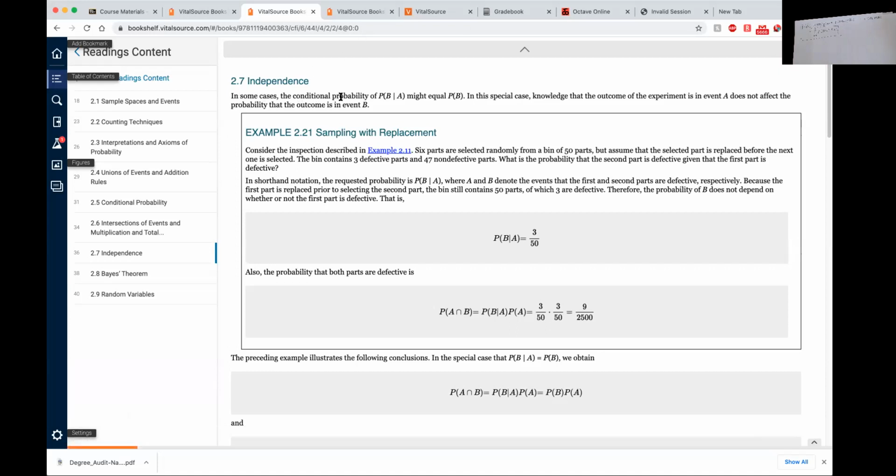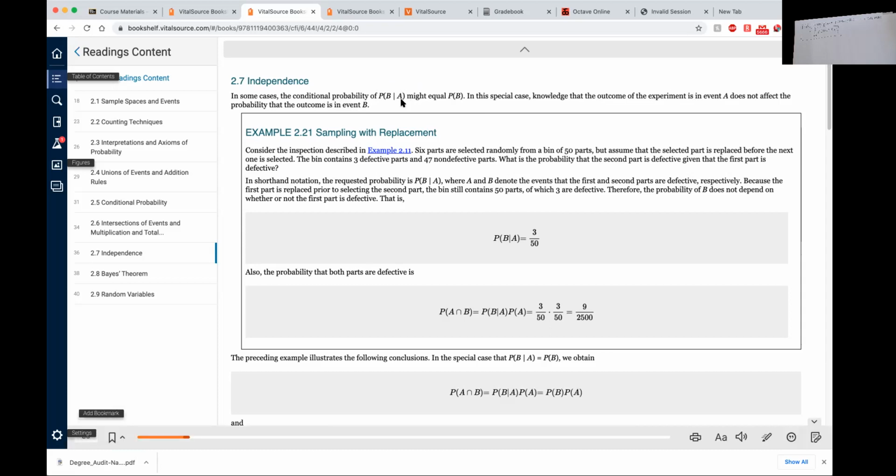In some cases, the conditional probability P of B given A might equal P of B. Under what circumstance do we get this? In this special case, knowledge that the outcome of the experiment is in event A does not affect the probability that the outcome is in event B. It makes sense, right? The conditional probability P of B given A means the probability that event B occurs given that event A has already occurred. But if the probability that event B occurs is not affected by event A, then P of B given A should be equal to P of B.